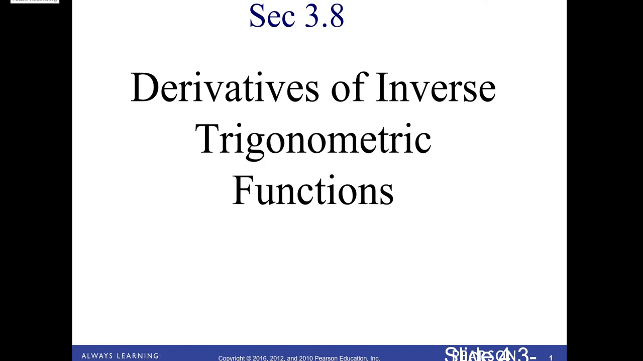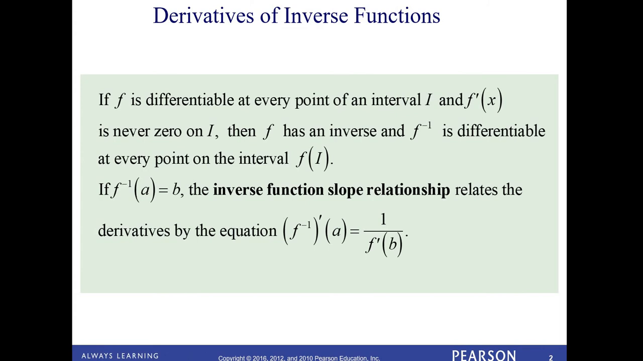Section 3.8 is derivatives of inverse trig functions. So, if f is differentiable at every point in an interval I, and f prime of x is never 0 on that interval, then f has an inverse, and f inverse is also differentiable at every point on the interval of f of that interval.